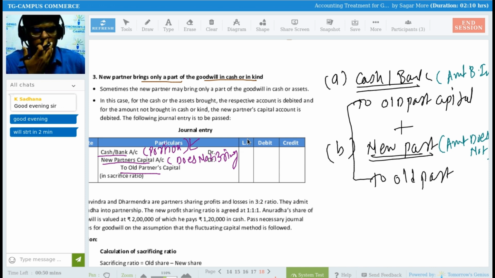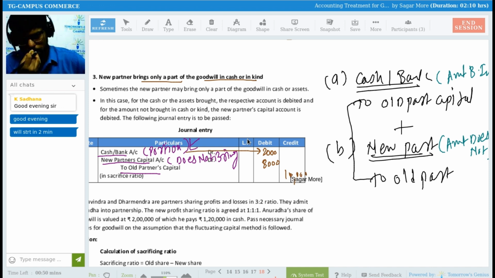So which entry will I be passing? So 10,000 is fixed by whom, sir? It is given in the question that he needs to bring 10,000 rupees into the business, right? So I will be debiting cash and bank account 2,000 rupees. For example, he brought in 2,000. How much is he unable to bring? 8,000. And we have to credit 10,000 rupees. Simple. Understood now, Shivarish? Okay, sir.